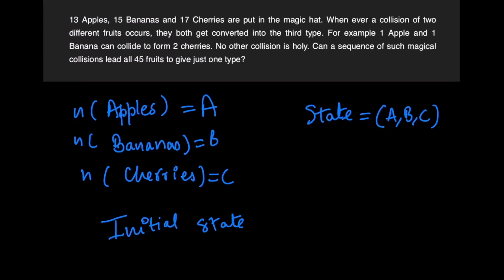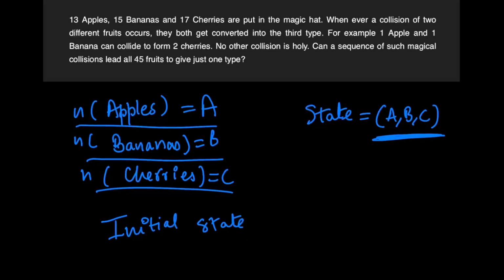Since in the question we've been given a certain amount of bananas, apples, and cherries, I'll call the number of apples A, the number of bananas B, and the number of cherries C. And if you notice, each point within the problem can be defined as a state where we have a certain set of A, comma B, comma C, right? So for example, the initial state is 13, comma 15, comma 17 because we have 13 apples, 15 bananas, and 17 cherries.